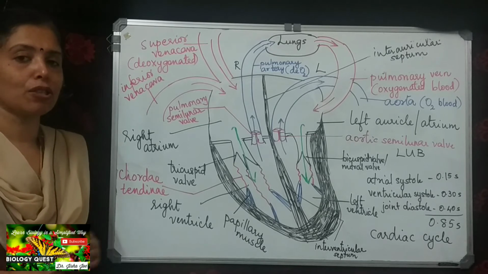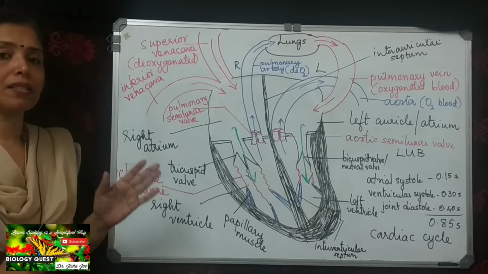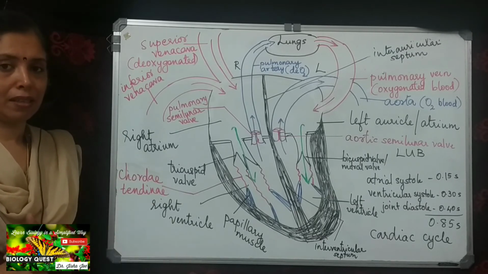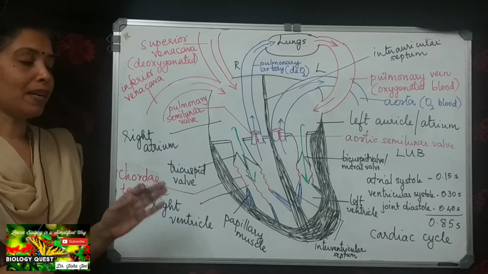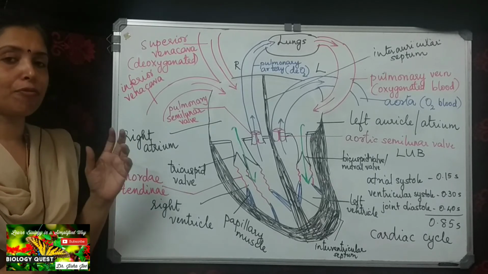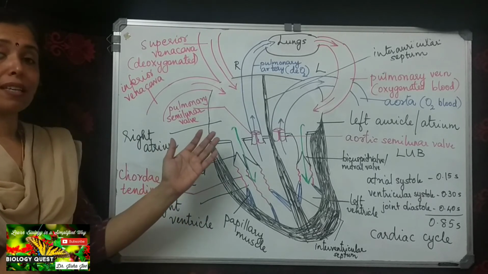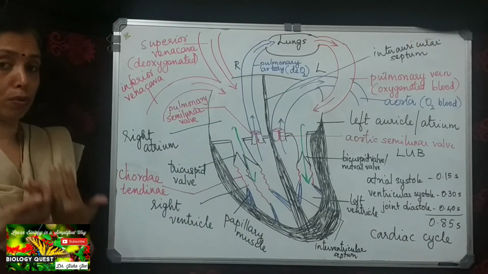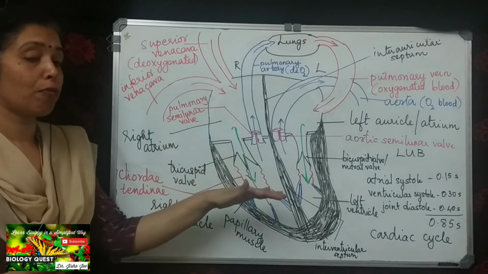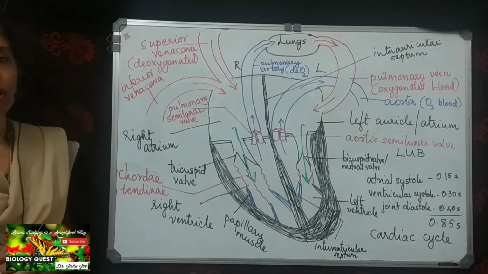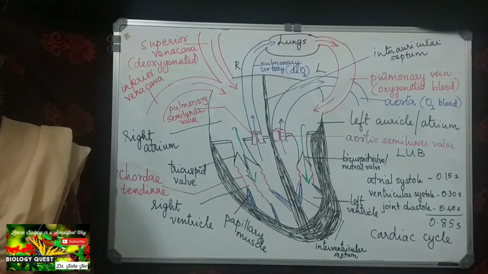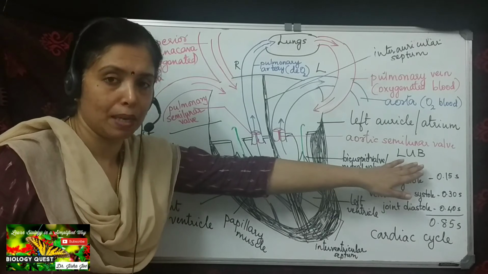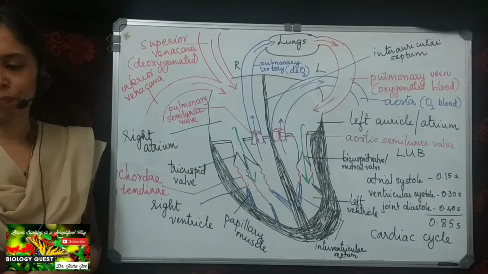When does it take place? During ventricular systole, when the ventricles contract. So remember, at the beginning of ventricular systole, the cuspid valves, both the tricuspid and the bicuspid valves, close, preventing the backward flow of blood from the ventricles to the auricles. And this closure of the cuspid valves produces a sound which is called the lub sound. That is the first sound.